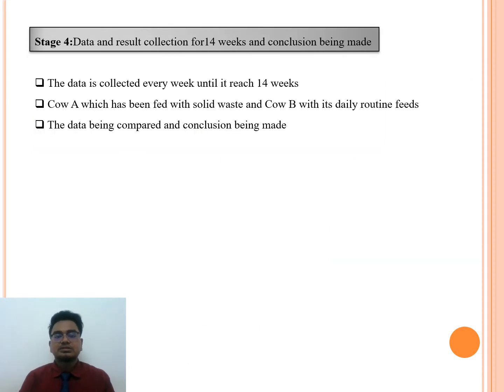The last stage is Stage 4, data and result collection for 14 weeks, and conclusion is made. The data is collected every week until it reaches 14 weeks. Cow A has been fed with the solid waste, and cow B with its daily routine feeds. And the last one is the data being compared and conclusion is made.